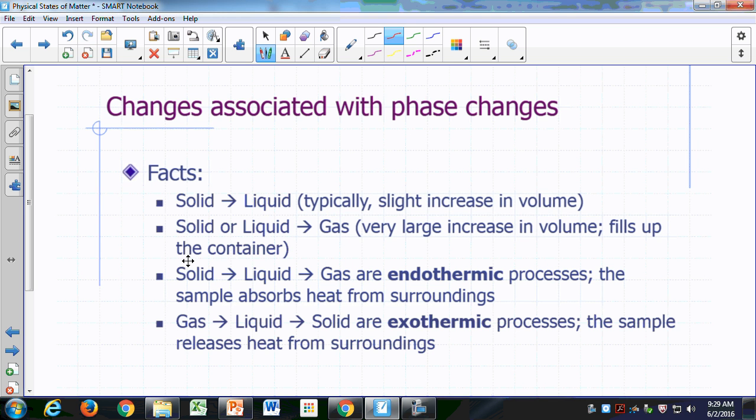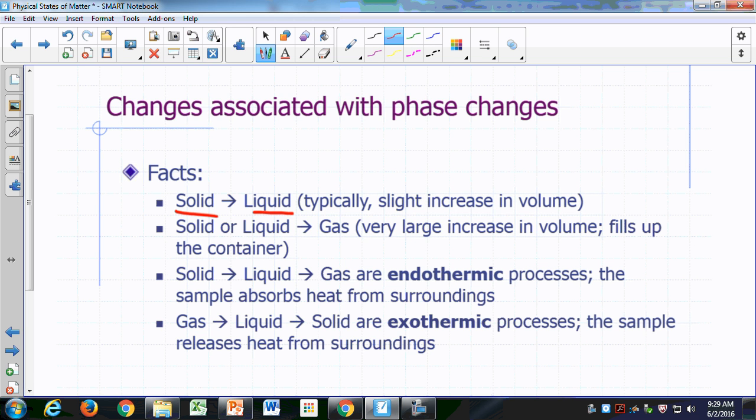Alright, so let's look at some facts associated with phase changes. If you have a solid turning into a liquid, that's melting, right? Typically, you'll see a slight increase in volume, but there's hardly any change in volume actually.